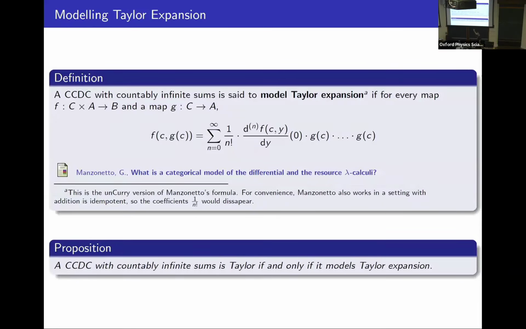As I mentioned, Manzanetto had previously defined the notion of Taylor series convergence in a Cartesian closed differential category. He said that a Cartesian closed differential category models Taylor expansion if it had infinite sums, and evaluating f at a map G is equal to this infinite sum here, this sort of Taylor series expansion of the lambda terms. And again, the main result of the last section of the paper is to show that a Cartesian closed differential category with infinite sums is Taylor if and only if it models Taylor expansion in the Manzanetto sense.